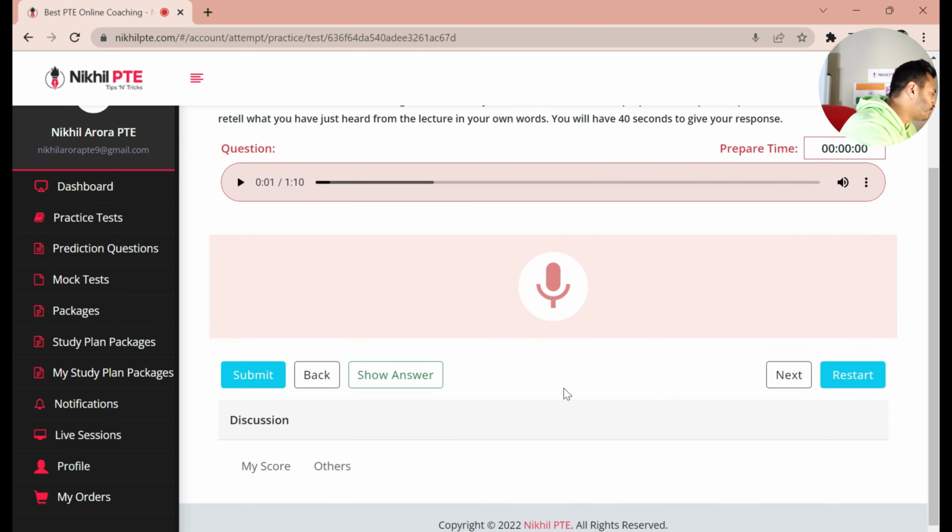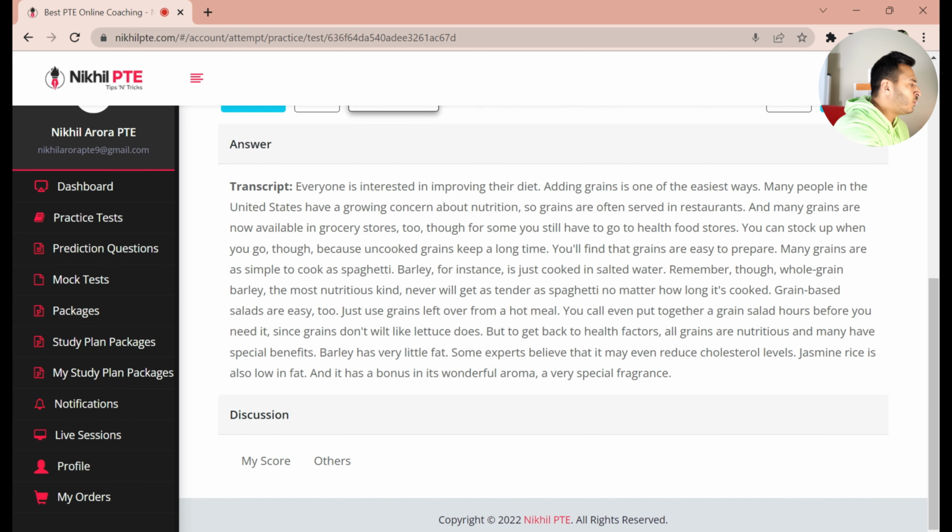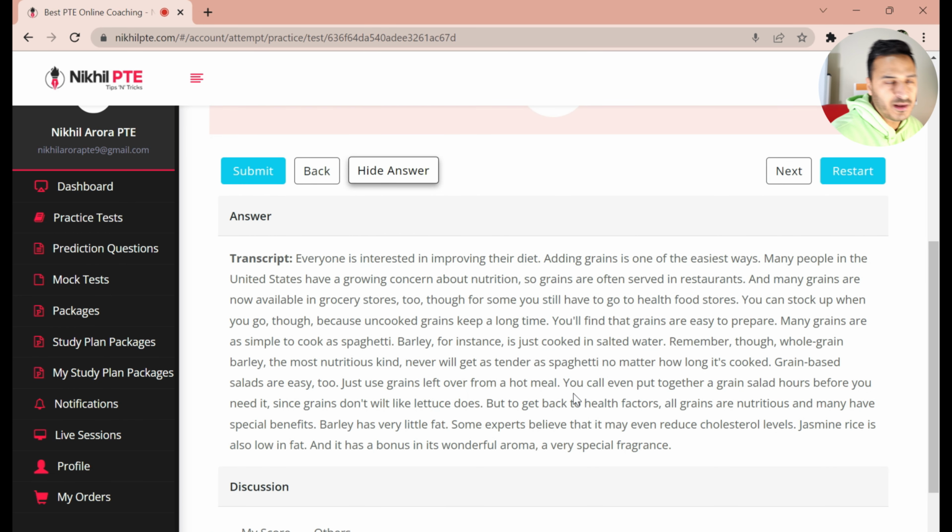Let me tell you, you just have to complete your Retell Lecture in just 5 or 6 lines. Use any template, it doesn't really matter. Do not think that only if you speak all the keywords can you get good scores. No, the main thing is oral fluency and pronunciation. Maintain your speed. Don't try to speak a bit faster or slower.